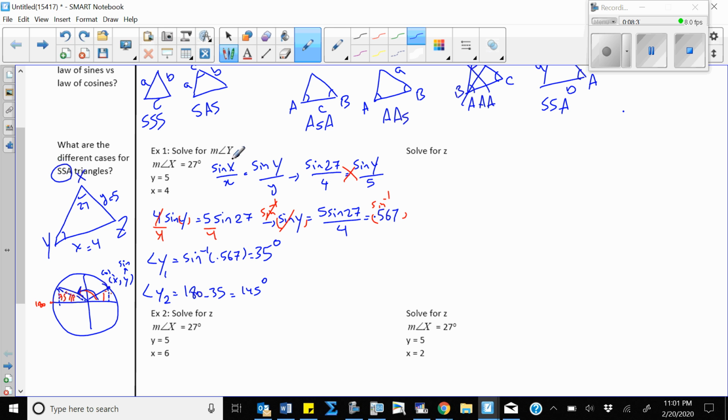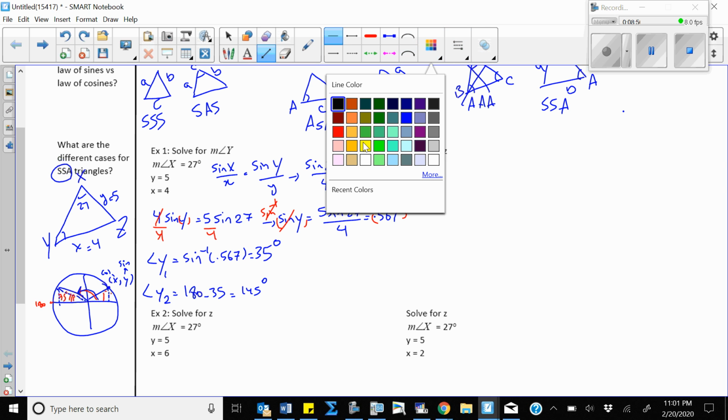We call this ambiguous case because we have two answers. Well, in this case, both of the answers are acceptable. We'll see later that sometimes one of them is not acceptable and sometimes we don't have any answer at all. Anyway, this was the first part. Now I'm going to work on the second part.